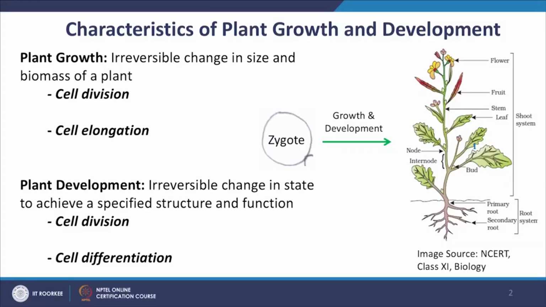Similarly, for development, the cells coming after the division have to take a proper identity; they have to undergo the process of specification. This is very important, and how does this happen? This happens through a very fundamental process which we call cell differentiation. Cell differentiation, together with cell division, ensures proper organ formation, whereas cell division and cell elongation together ensure proper growth in the plant.